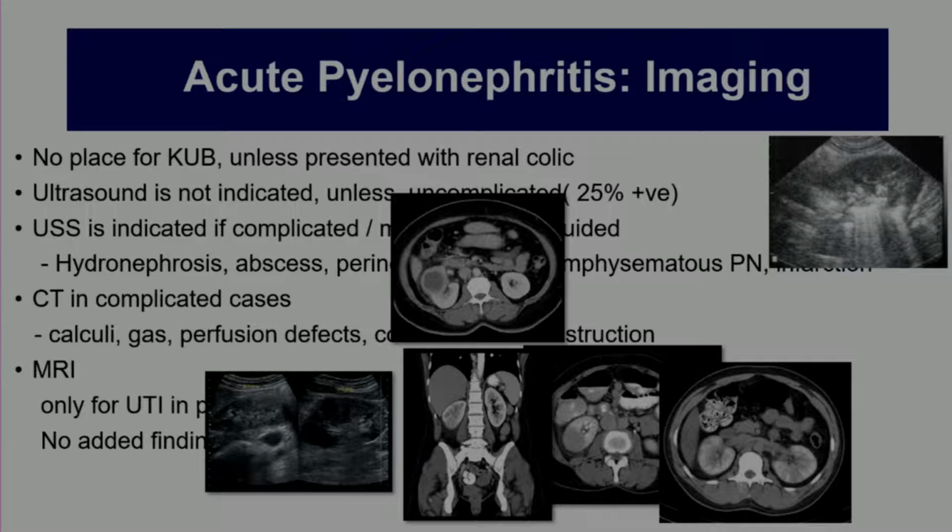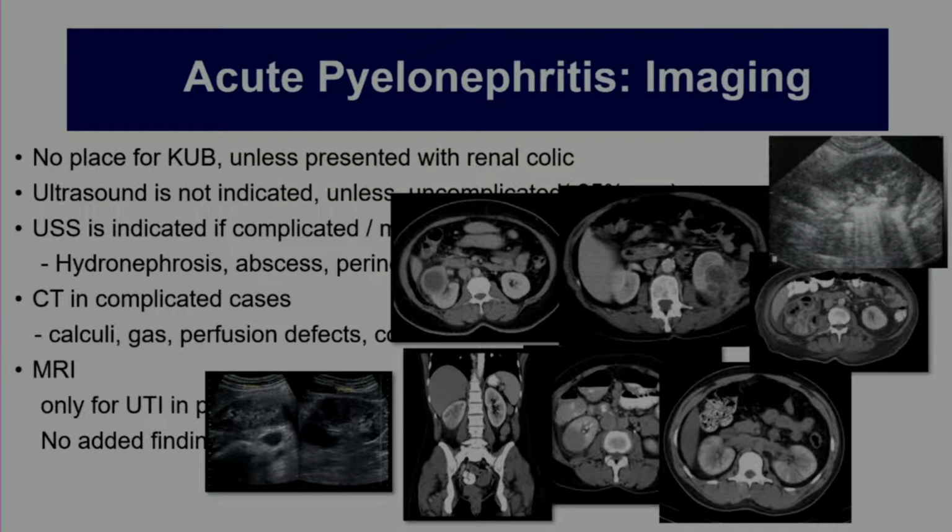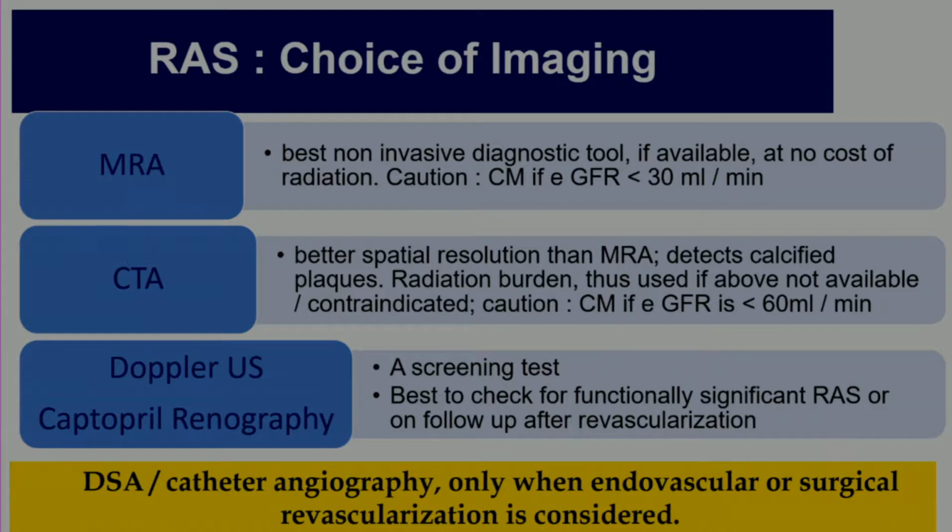So this is a complication, coming to a renal abscess. Or it may rupture and go to the perinephric space, or you may see emphysematous pyelonephritis with gas shadows.